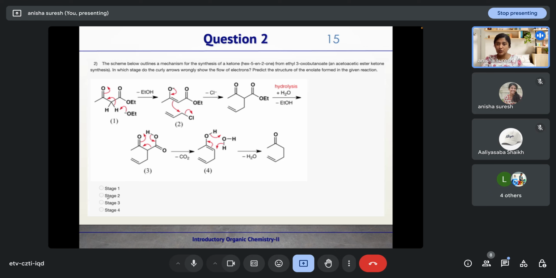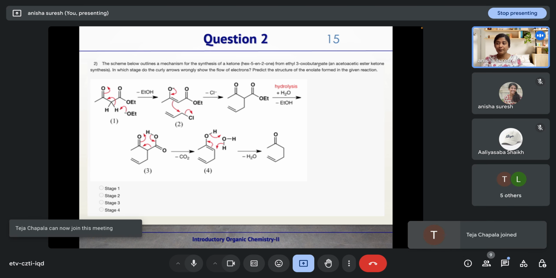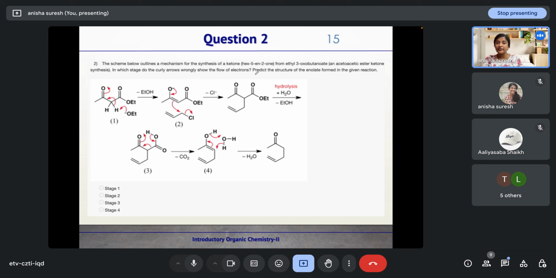Now coming to question number 2. The scheme below outlines a mechanism for the synthesis of a ketone from ethyl 3-oxobutanoate, the acetoacetic ester ketone synthesis. In which stage do the curly arrows wrongly show the flow of electrons? Predict the structure of the enolate formed in the given reaction. So they are asking, in which stage do the curly arrows wrongly show the flow of electrons? So please go through this mechanism and tell at which step the arrow pushing mechanism is wrong.